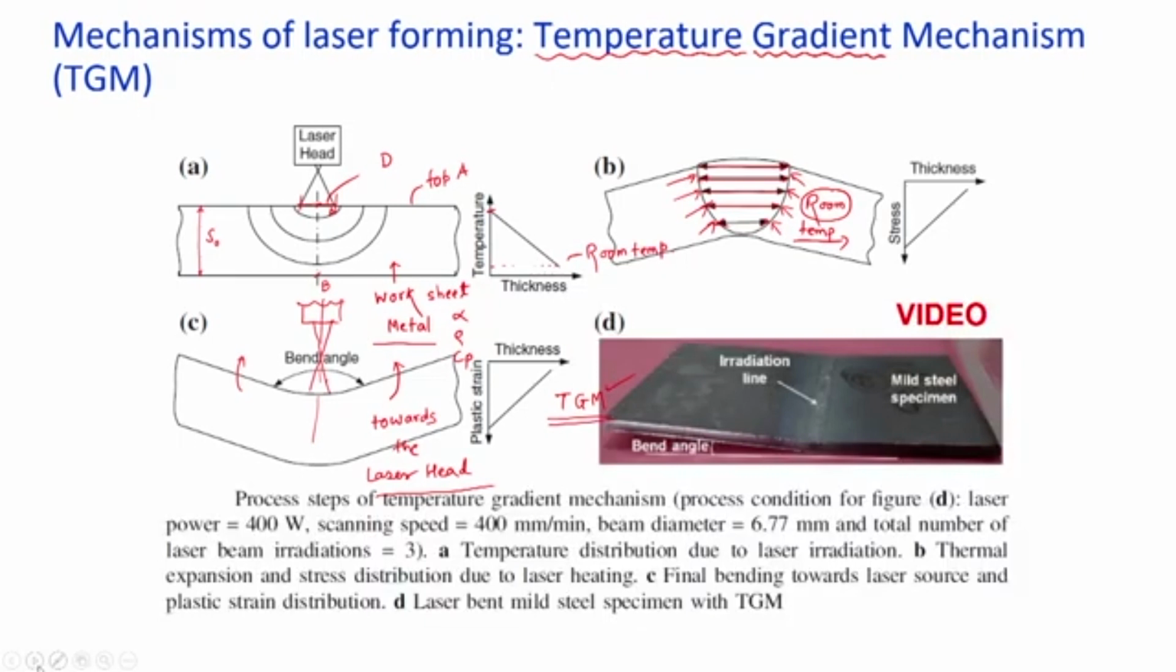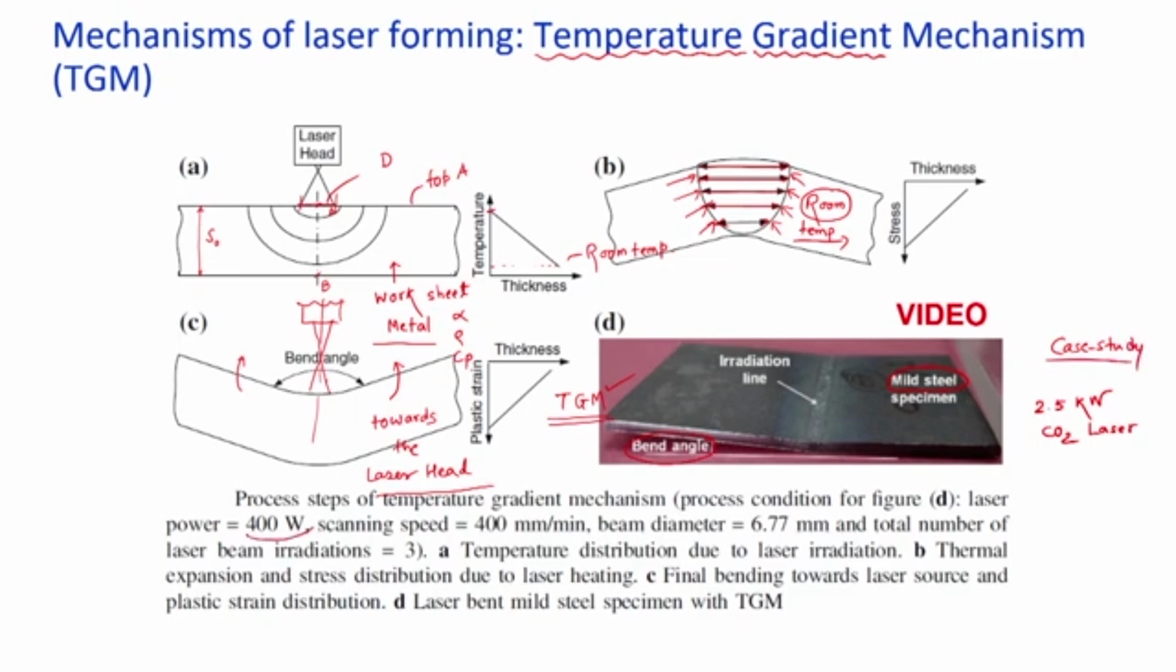On your screen you can see a mild steel specimen, a mild steel worksheet, and it has been processed by using a 2.5 kilowatt laser machine. It is a CO2 laser, and by using application of the laser, a certain bend angle was noted. What are the process conditions for this case study here? So, this is the case study.